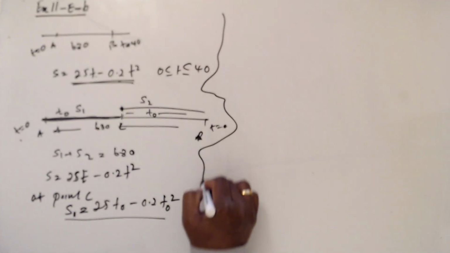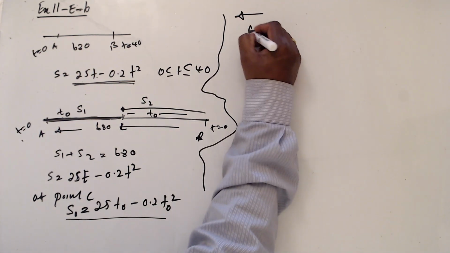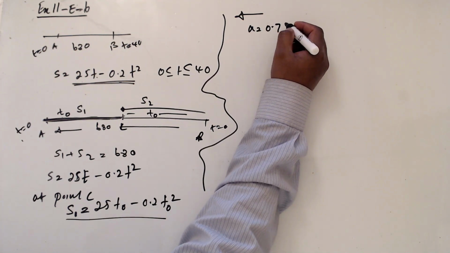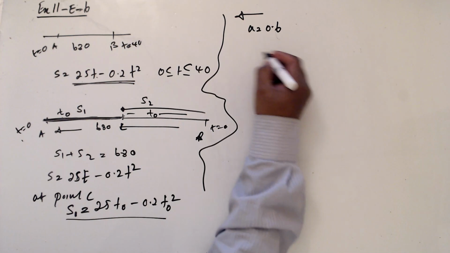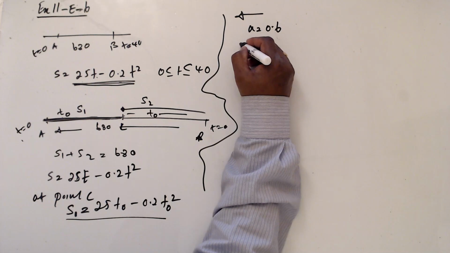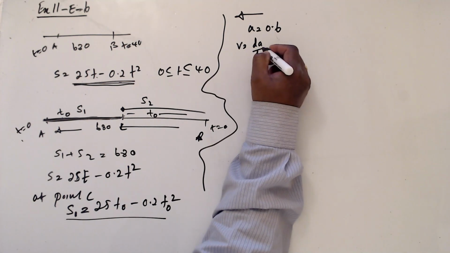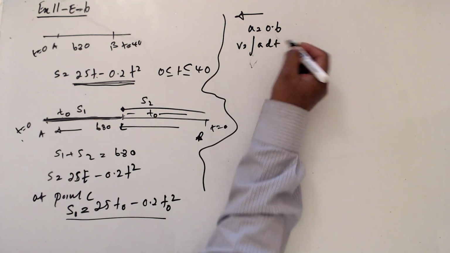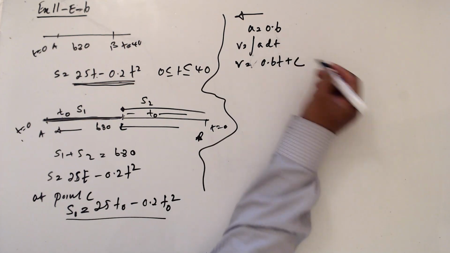Now for the bird journey, I will consider this direction the bird is flying. The acceleration is given as 0.6. So a is 0.6. Then I want to get the equation for distance. So first of all, take v. v equals the integral of a dt, so we have to integrate a. So v equals 0.6t plus c.